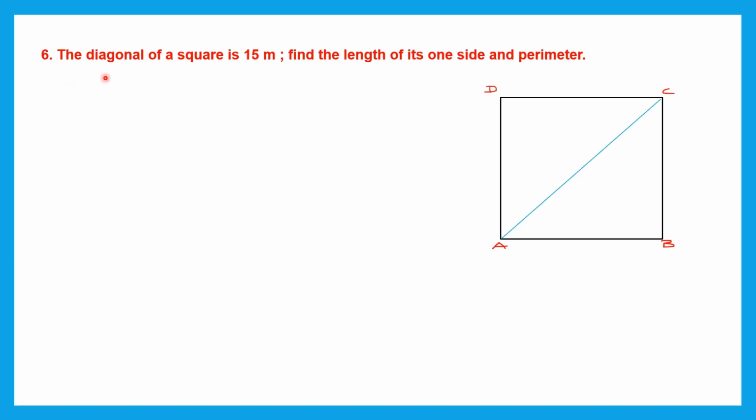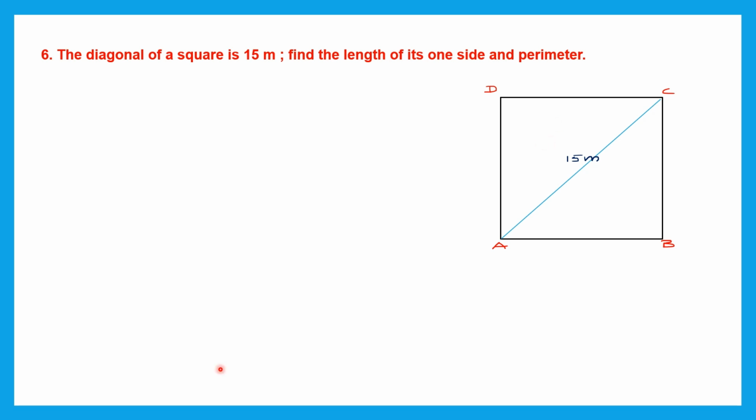Question 6. The diagonal of a square is 15 meters. So here we have a square, we have a diagonal here, and the measurement of the diagonal is given. It is 15 meters. The rest of the question, let's read. Find the length of its one side. That means one of these sides, because all four sides of a square are of equal measurement. So any one of these sides we've been asked to find. And once we find the side, we can find the perimeter of this square.